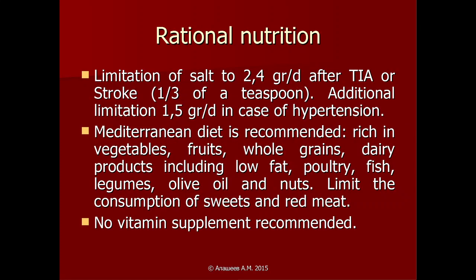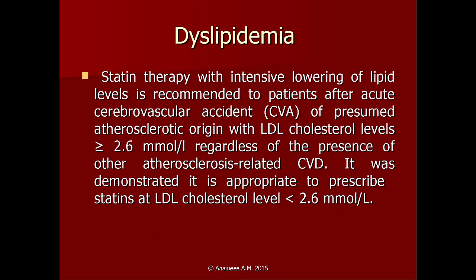Rational nutrition. Limitation of salt to 2.4 grams a day after transient ischemic attack or stroke, which is approximately 1/3 of a teaspoon. Additional limitation to 1.5 in case of hypertension. Mediterranean diet is recommended, which is rich in vegetables, fruit, whole grains, dairy products including low-fat, poultry, fish, olive oil and nuts. Limit the consumption of sweets and red meat. And usually we do not recommend vitamin supplements unless indicated.